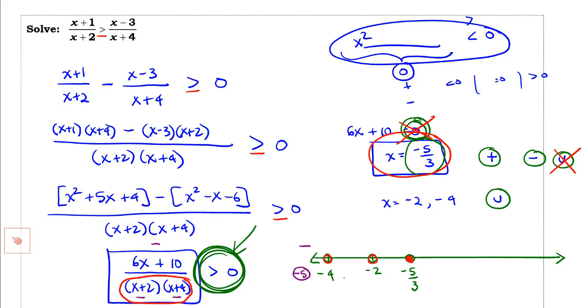Pick a number between negative 4 and negative 2. I just knew you were going to pick that. And so I plug into the top, it's still negative. To the bottom left, it's negative, but to the bottom right, it's positive, isn't it? What's that? Positive. You test the other two regions.